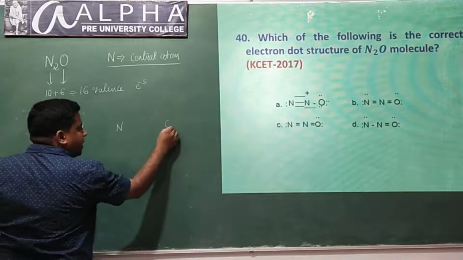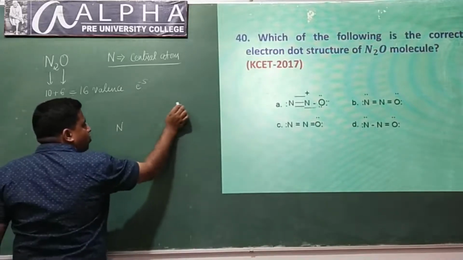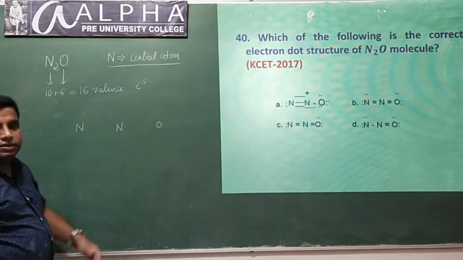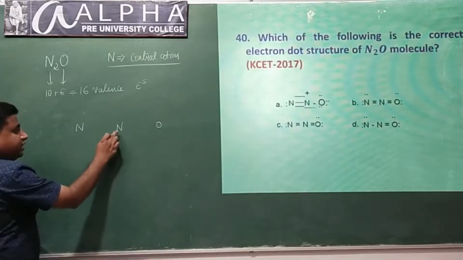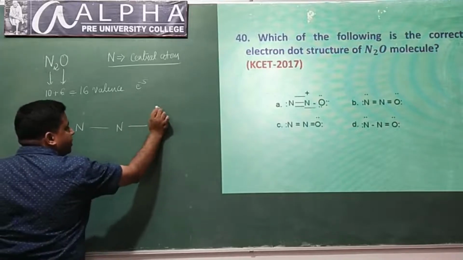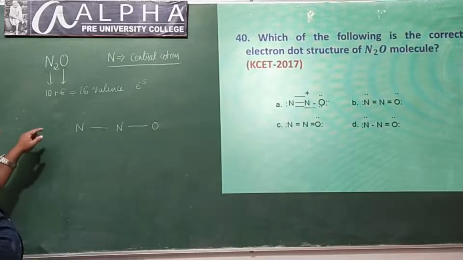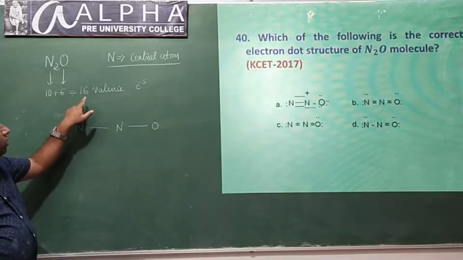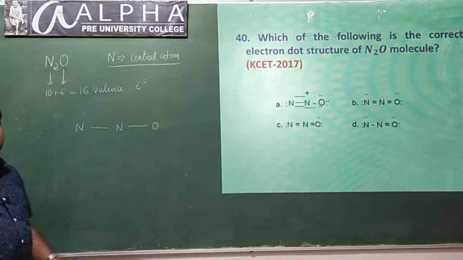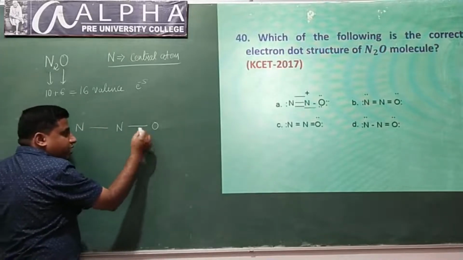Now, I told you to consider one nitrogen as the central atom, and the other nitrogen and the oxygen as the terminal atoms. So write one nitrogen at the center, and the other nitrogen and oxygen at equal distance, like this. Clear? Next, join the central atom and the terminal atoms by a single bond. Now distribute these 16 valence electrons among the central as well as the terminal atoms.